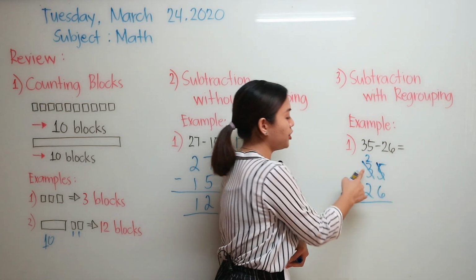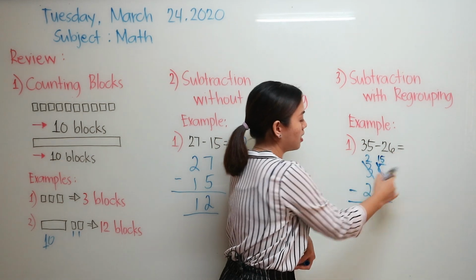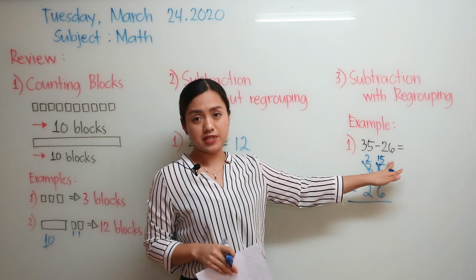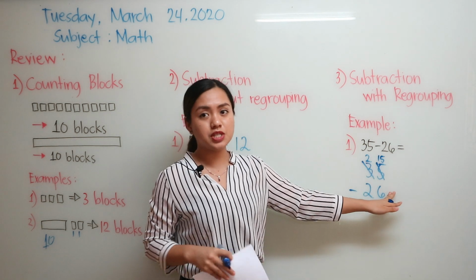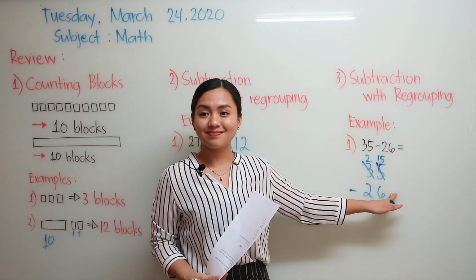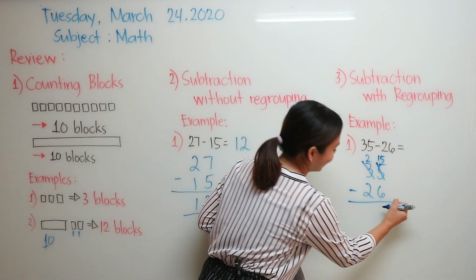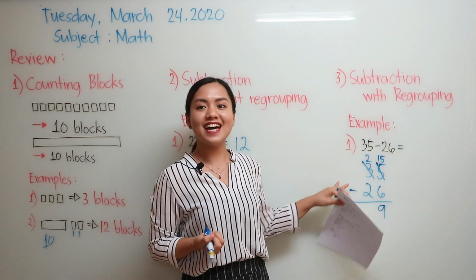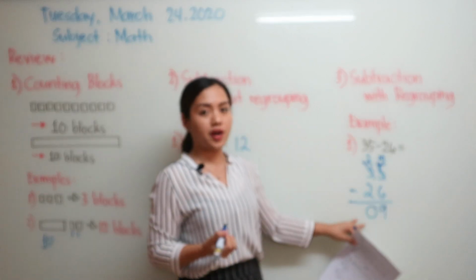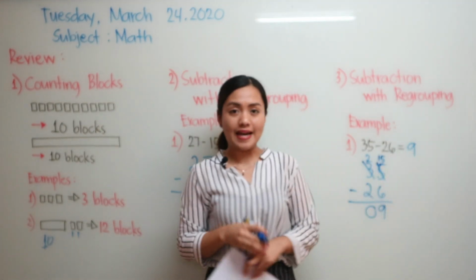And the one that you borrowed from here, you are going to put it on top and then just copy this number, which is 5. So this becomes 15. Now 15 is greater than 6, so you can normally subtract. 15 minus 6 is, students? 9. Very good. Okay. And 2 minus 2 is 0. So you can just write 0 there, or it's okay for you not to write 0. So the answer will be 9.